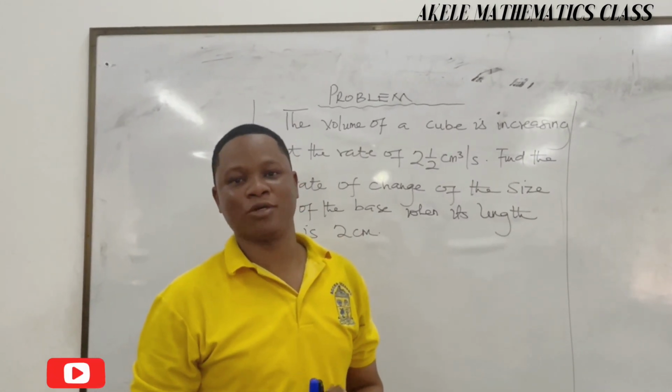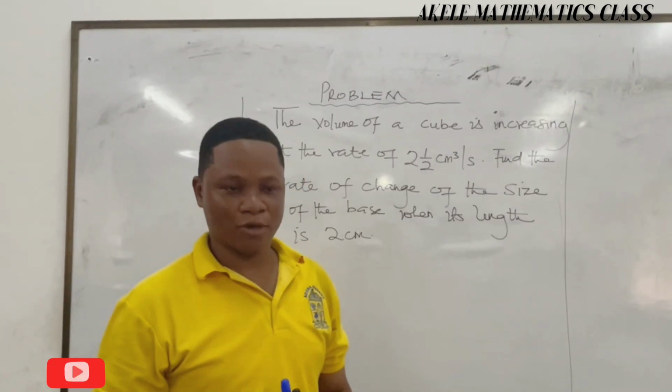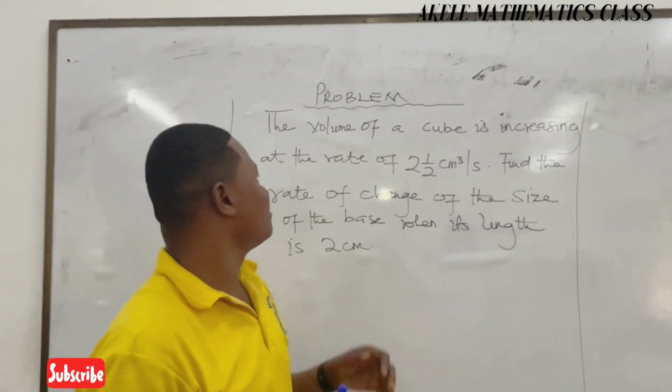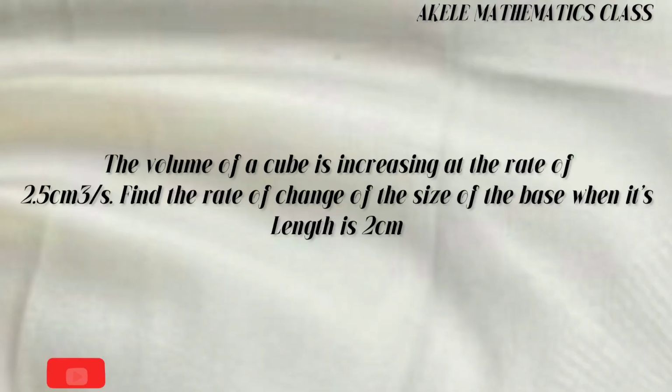Now we have a problem on the board, and the problem says the volume of a cube is increasing at the rate of 2.5 centimeters cubed per second. We have to find the rate of change of the size of the base when its length is 2 centimeters.